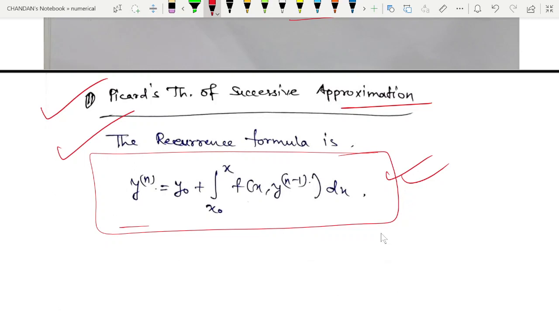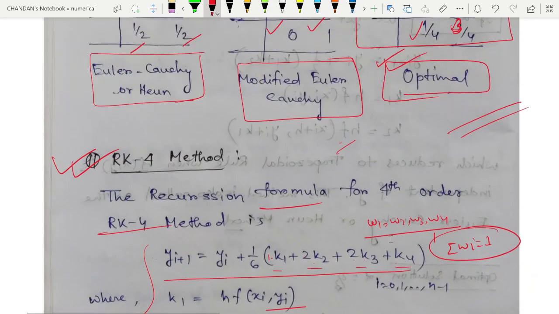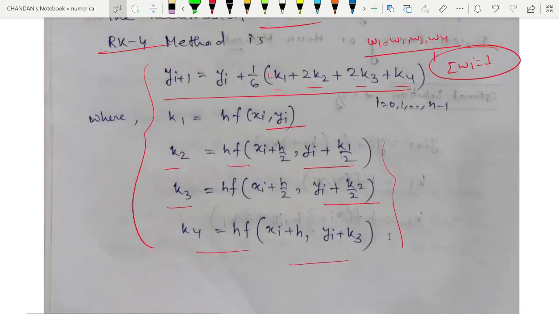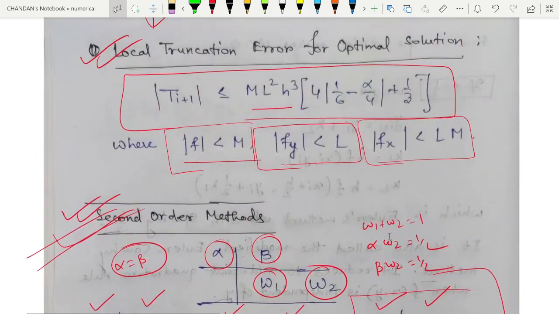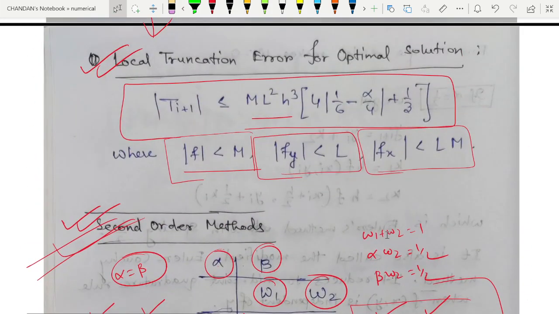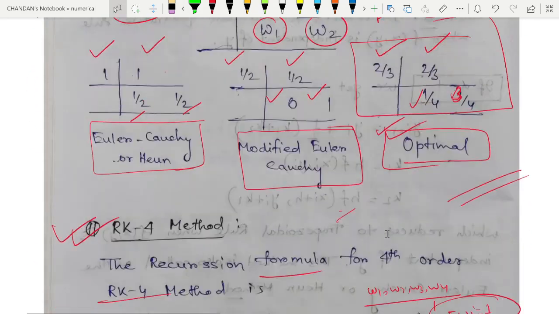In the syllabus it is written RK method and Euler's method of order 2, but all of these, the modified Euler and others, can be asked at any time. So all of these are second order methods, and these are the discussions. I think this discussion is very helpful for you for the upcoming GATE exam.